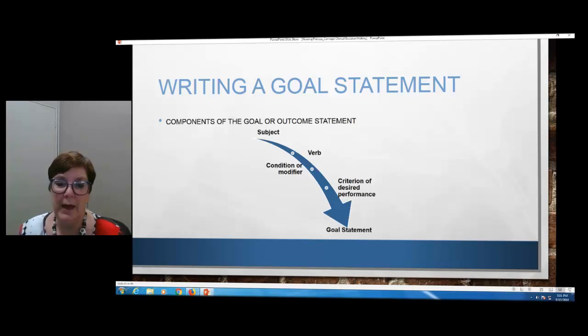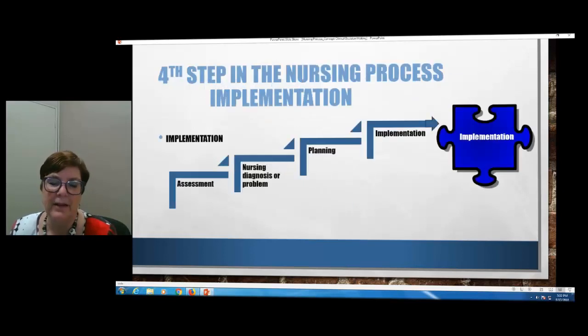The condition or the modifier has to do with thinning the mucus. We didn't necessarily put that in there. You don't necessarily, just as long as you're covering that. And then the criterion for the performance, we want them to do it within the next 24 hours. So then that brings us to the fourth step in the nursing process, implementation, which we will cover in the next presentation.